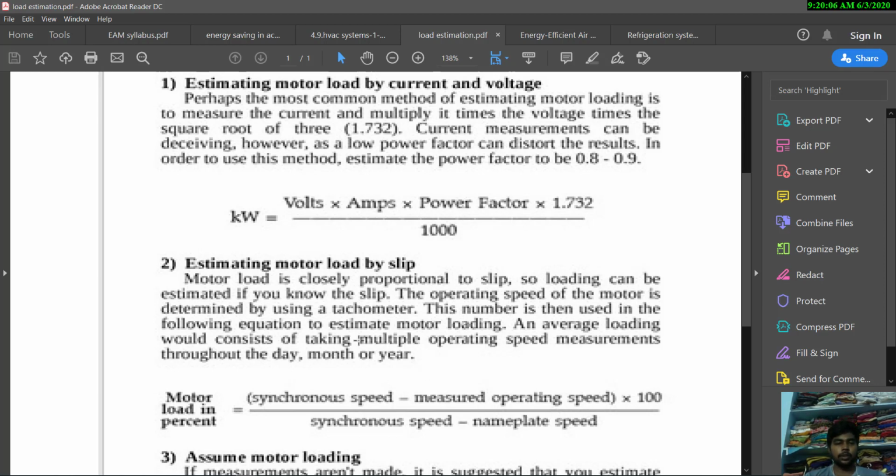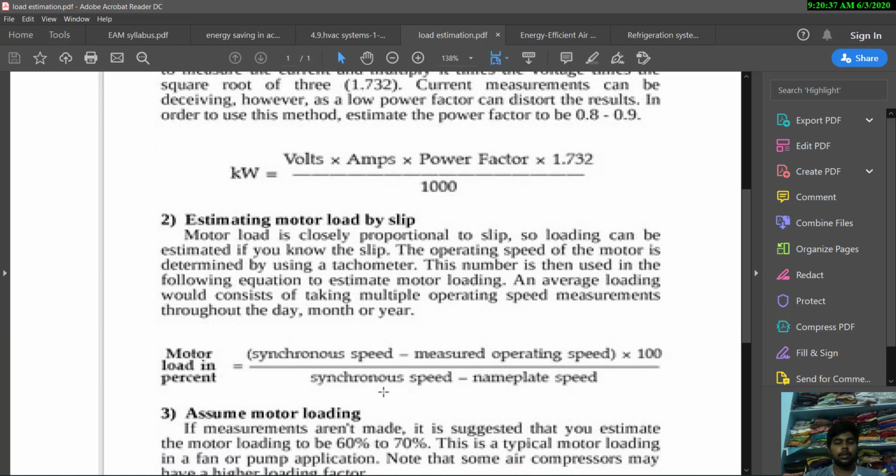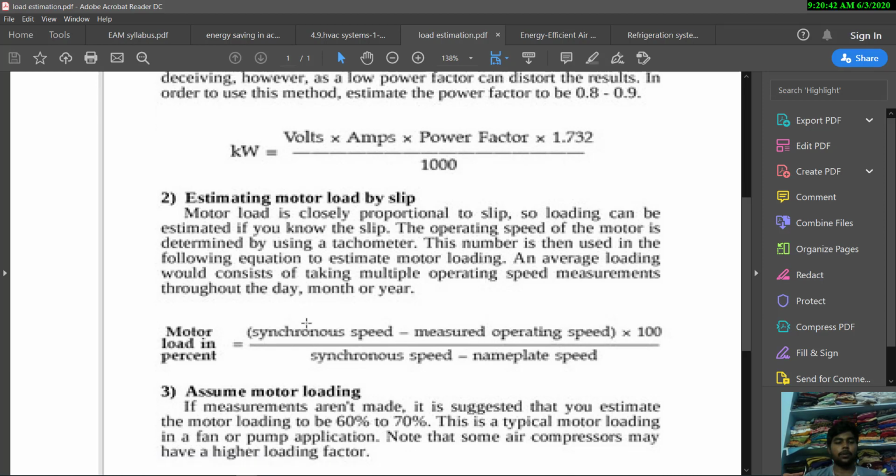This number is then used in the following equation to estimate the motor loading. The motor loading in percent is given by synchronous speed minus measured operating speed using the tachometer, divided by synchronous speed minus nameplate rated speed. Synchronous speed is nothing but Ns equal to 120 f by P, which we have already known for any kind of AC machine. Multiplied by 100, it gives us the load factor of a motor.